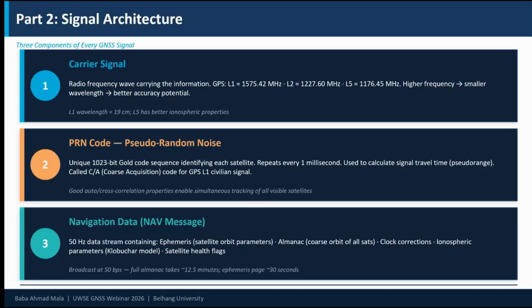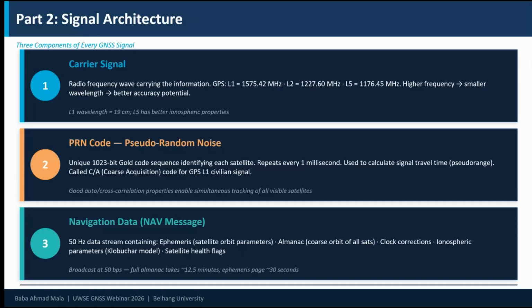So the carrier signal is a radio frequency wave carrying the information, the L1, L2, and all the frequencies, which help to provide better accuracy. It gives a better accuracy.